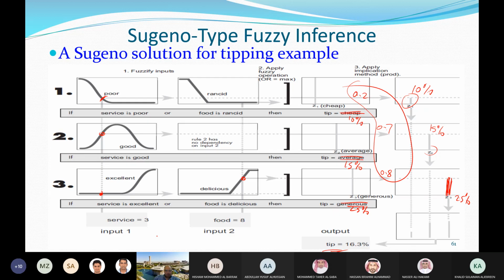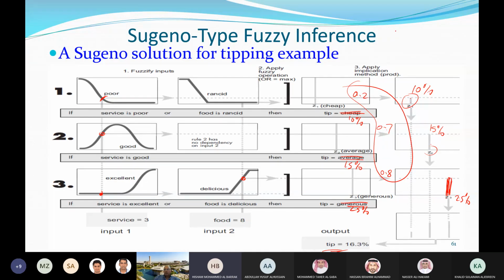Any question? Straightforward. Hisham. Doctor, would you like to ask about the percentage of the 3 rules? Should the summation be 100? Summation of what? The tip percentage. What do you mean by tip percentage? The first rule we give it as 10%, the second we give it as 15. Okay. The summation of the 3 should be 100?